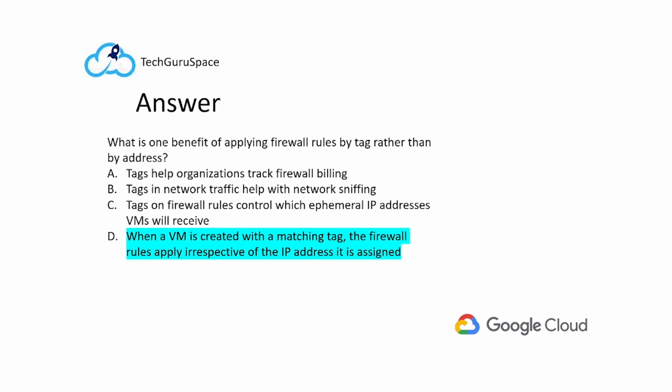When a VM is created, the ephemeral external IP address is assigned from a pool. There is no way to predict which address will be assigned. So there is no way to write a rule that will match the VM's IP address before it is assigned. Tags allow a symbolic assignment that does not depend on the IP address. So it makes firewall rules simpler, more general, and easier to maintain.